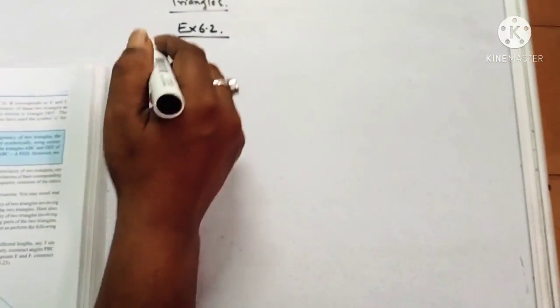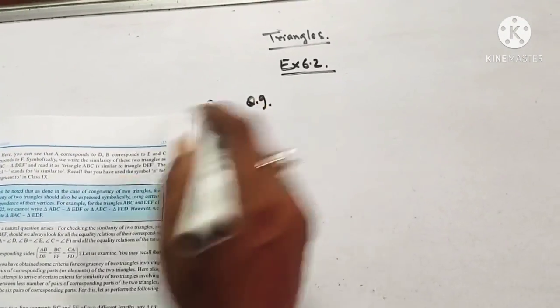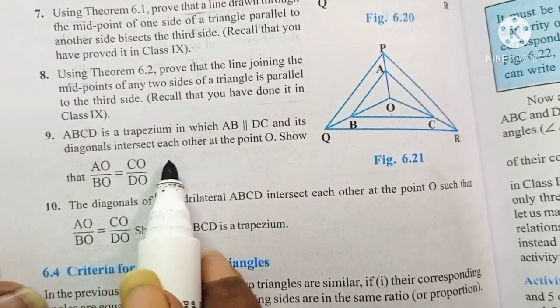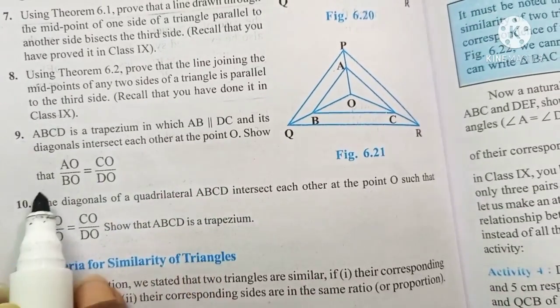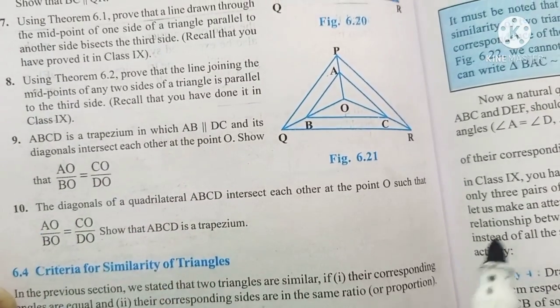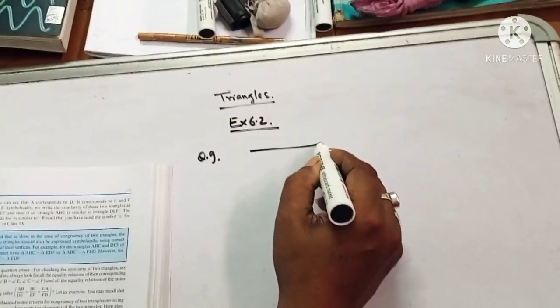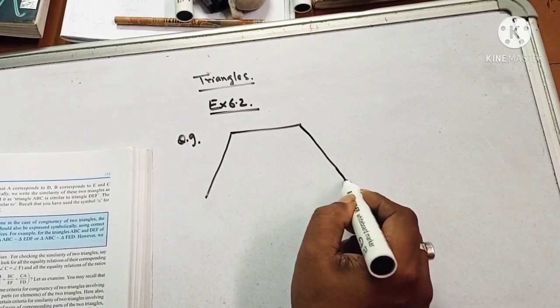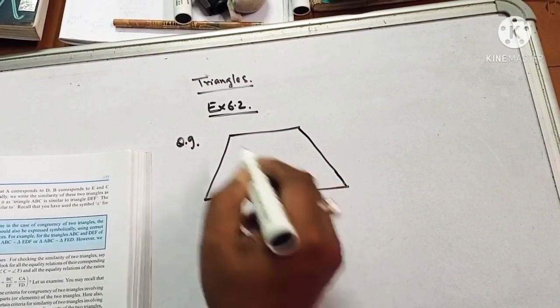Question number 9. ABCD is a trapezium in which AB is parallel to DC and its diagonals intersect each other at O, so that AO by BO is equal to CO by DO. So here you see a trapezium is given to you. This is your trapezium.